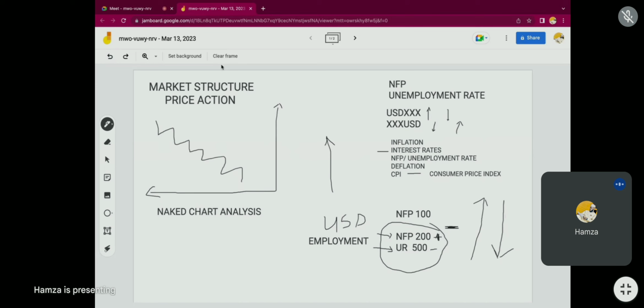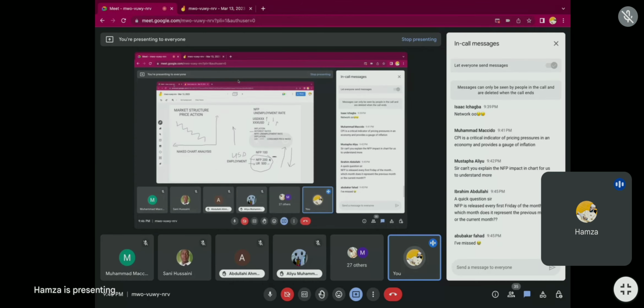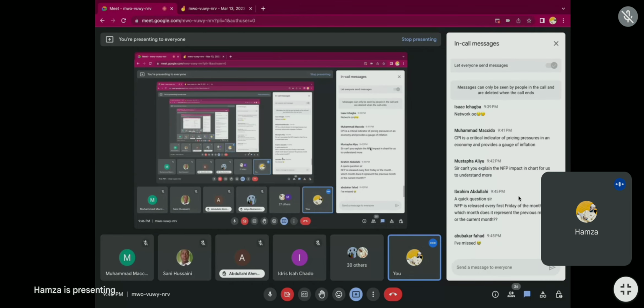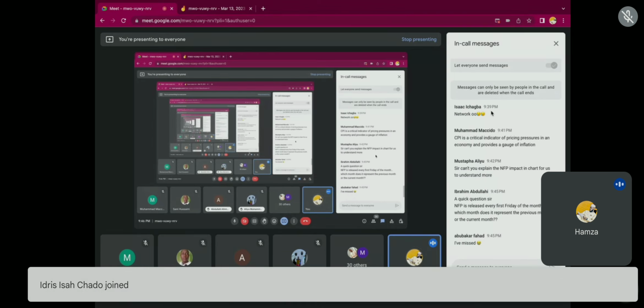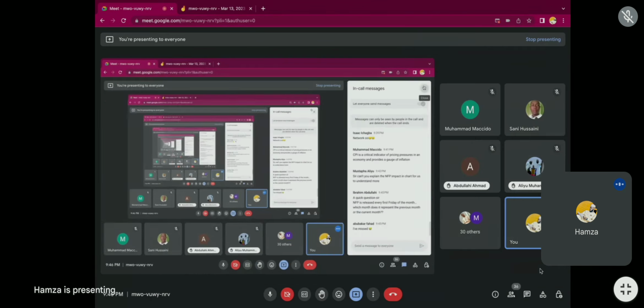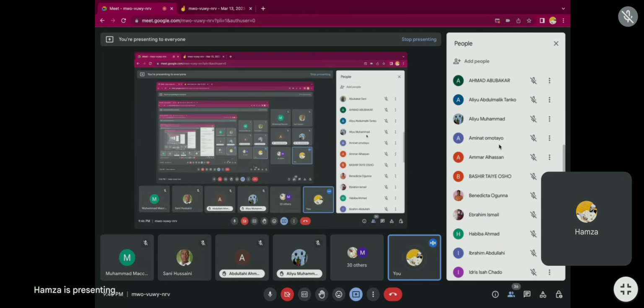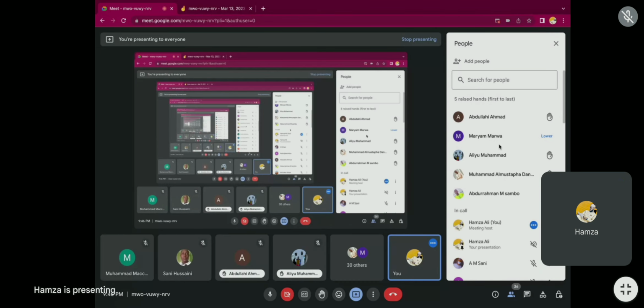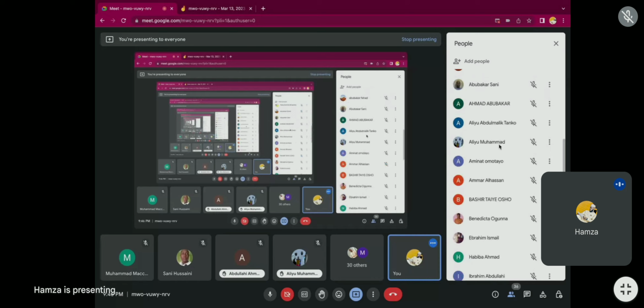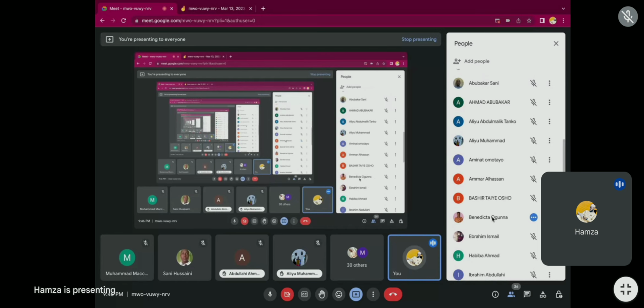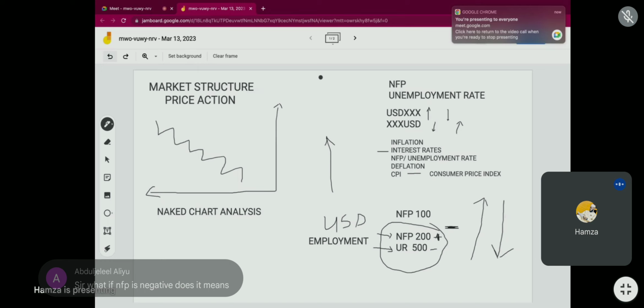So Benedicta, please unmute your mic. Come on, save us our time. Benedicta, unmute your mic. Let's save it, please. Benedicta. Goodness God. Benedicta, if you're there, please unmute your mic. Can you hear me?